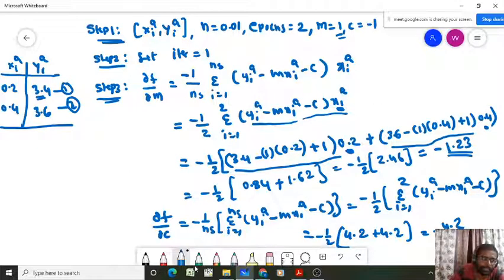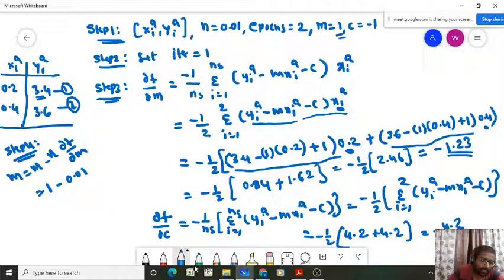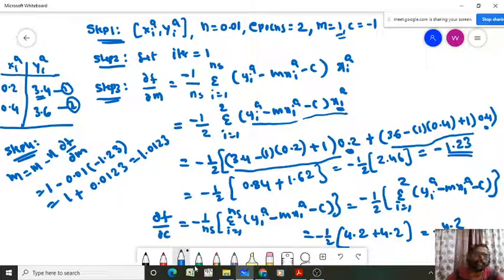So once we have calculated the gradient, we go to step 4 where we update our model parameters. We update m equal to m minus eta into ∂f/∂m. What is the value of m here? That is the previous value, the initial value, 1 minus eta 0.01 into ∂f/∂m, that's equal to minus 1.23. Minus into minus is plus, so 1 plus 0.0123, so we can call it 1.0123. That's the new m value. Previous value is 1, now the new m value is 1.0123.